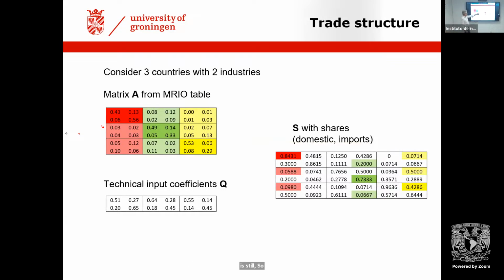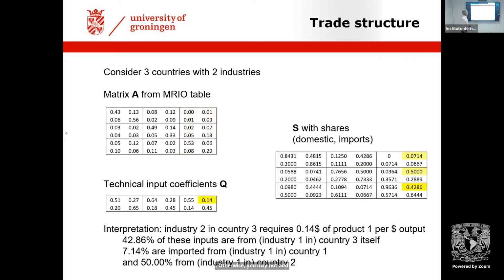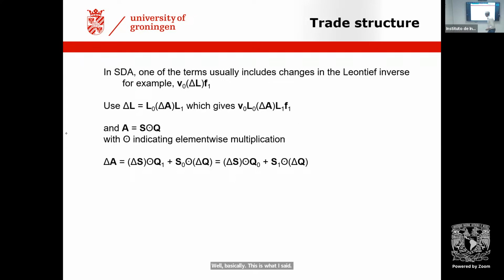And only here, this color, we start worrying, observing that so much of the steel that I require comes from Mexico itself, so much from wherever. But yes, the underlying assumption is steel is steel. Otherwise, you will not add these. Well, basically, this is what I said. If you have time, you can read it later.